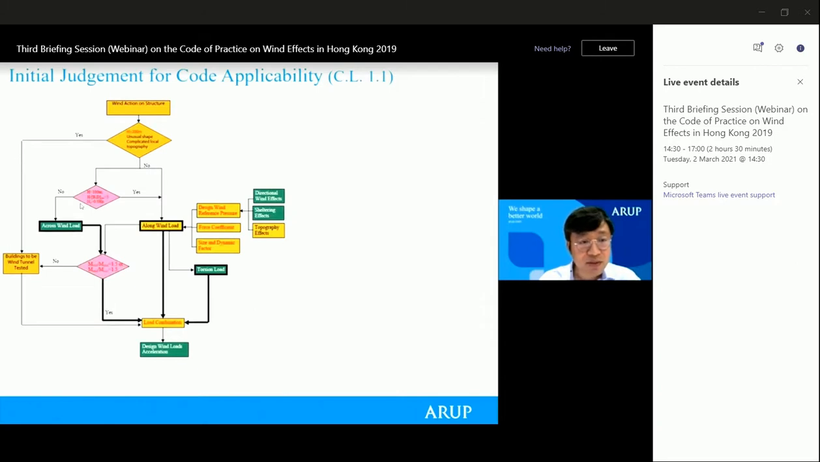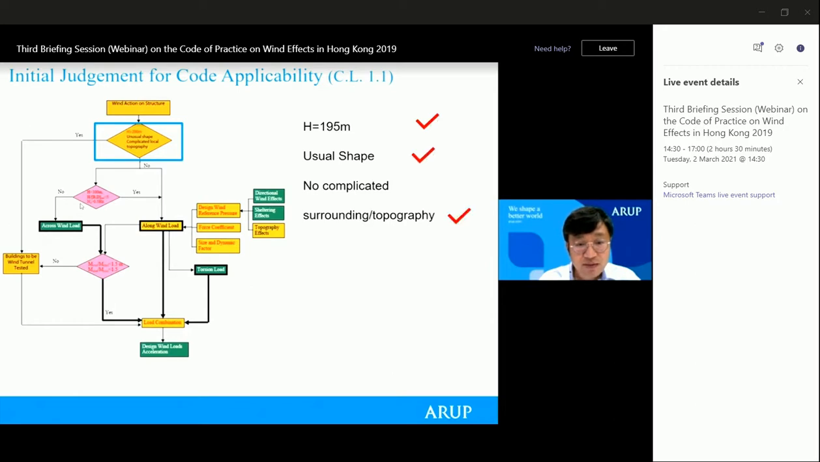So still the first step is the judgment of whether a standard approach applies or not. So still the 3 criteria all satisfied. Okay, so the codified approach applies, no need for wind tunnel test.